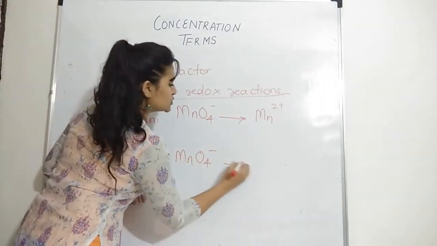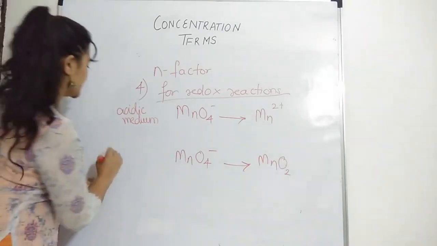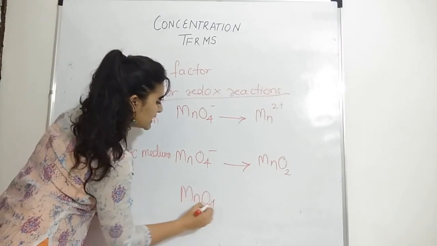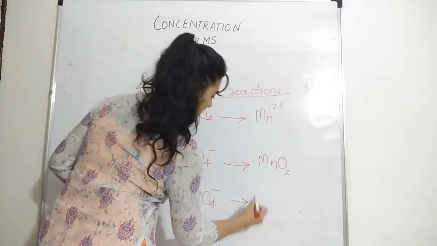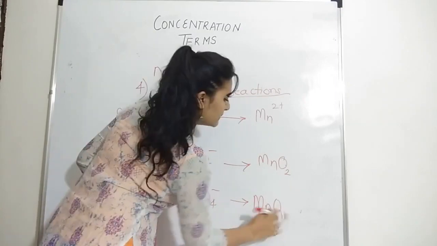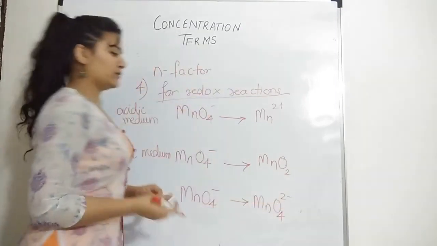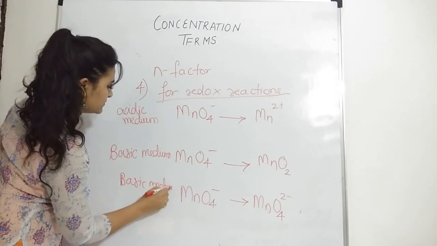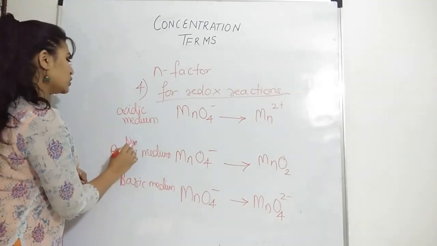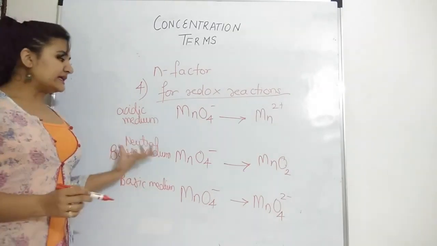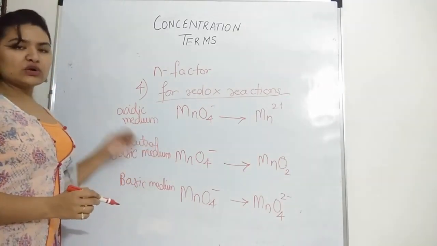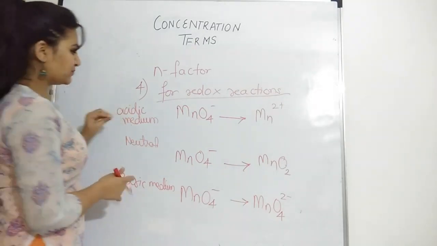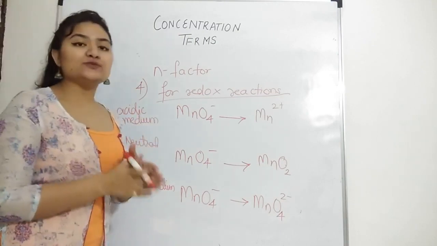MnO4 minus to MnO2. This is basic medium or alkaline medium. Lastly, we have MnO4 minus going to the MnO4 2 minus form. Okay, this one is also basic medium. Now this can be neutral also. It is either neutral or slightly alkaline, either slightly acidic or slightly alkaline. Now just check the number of electrons being lost or gained.